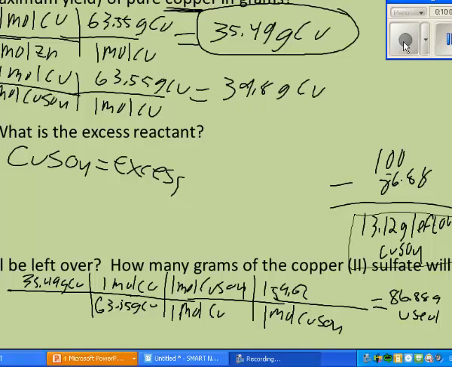There you go. So you just got to know what you're starting with, what you're ending with, and make sure you really understand the stoichiometry. This isn't really that bad.